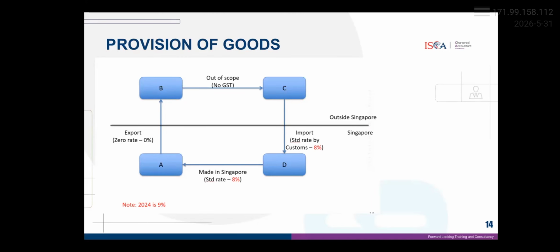Now, moving on, when C, which is outside Singapore, sells goods to D, which is in Singapore, the beginning location of the goods is outside Singapore, and the ending location of the goods is in Singapore. This is considered importation, and standard rated supply applies, and GST will be applied on importation by customs. The rate to be applied would be 9% from 2024 onwards.